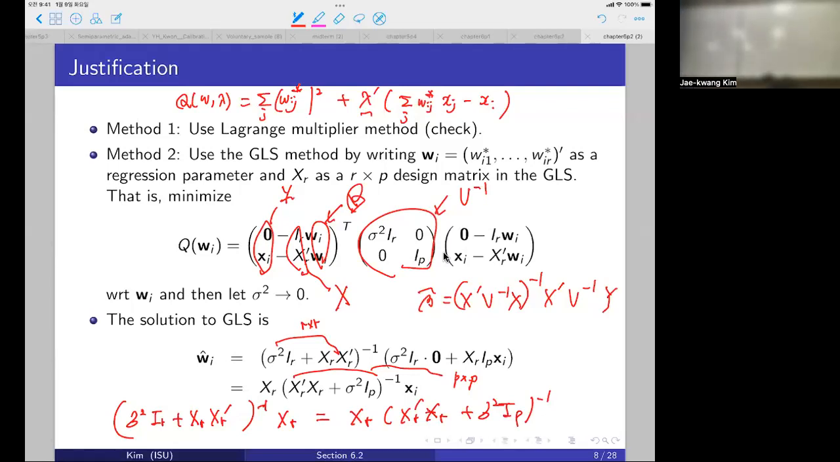And then at the end of the day, you will let sigma square go to 0. Okay, so you will let sigma square go to 0. Then this is what we want to show.